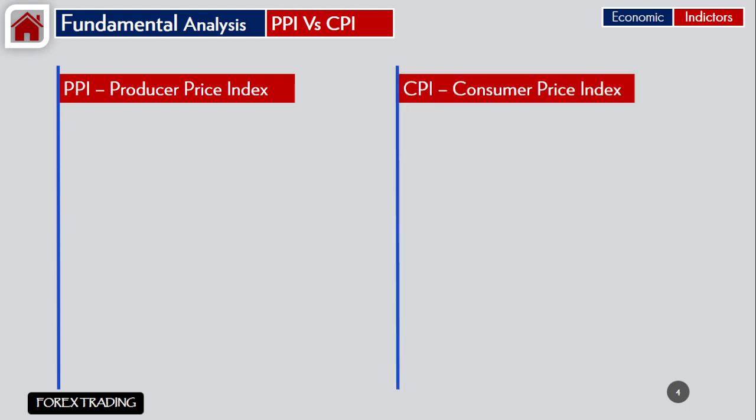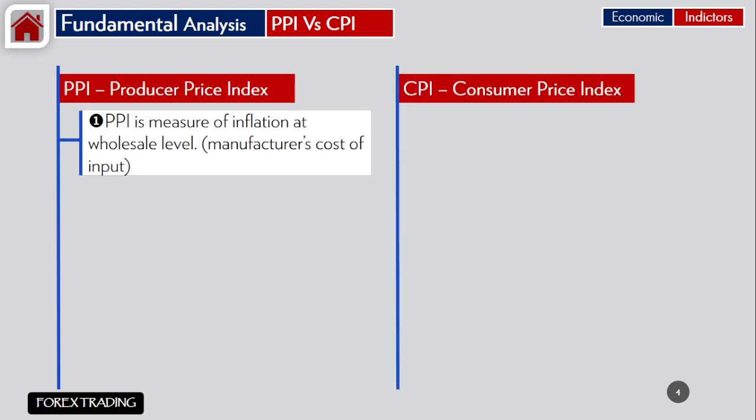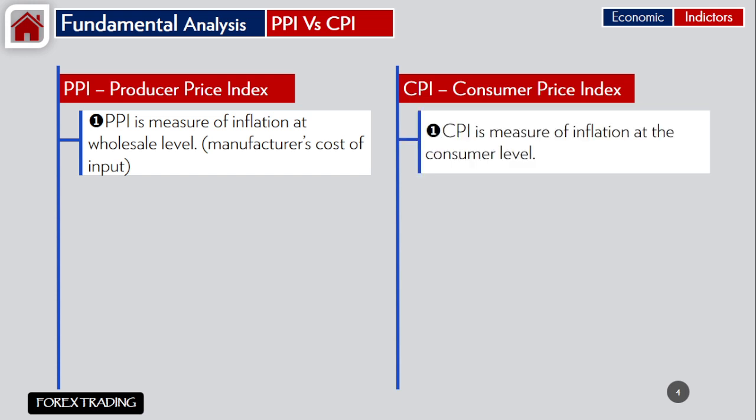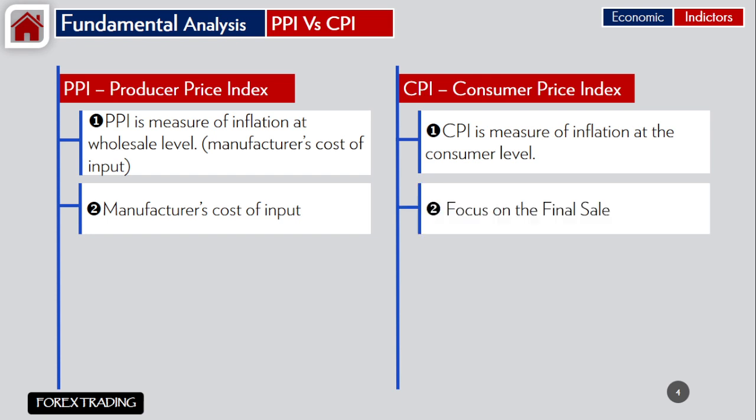PPI, Producer Price Index, and then CPI, Consumer Price Index. PPI is a measure of inflation at the wholesale level from the manufacturer's cost of input, while CPI is a measure of inflation at the consumer level. So both of these concepts are opposite. PPI tells us the manufacturer's cost of input, and CPI focuses on the final sale or final consumption.